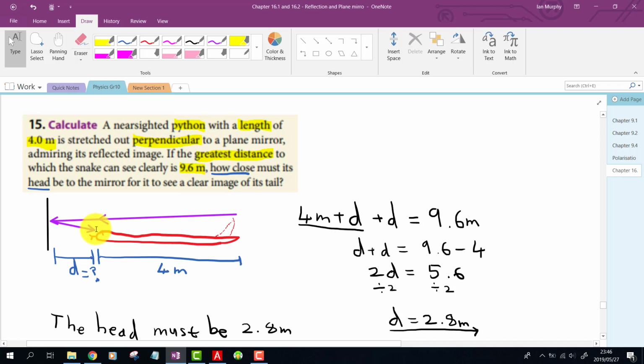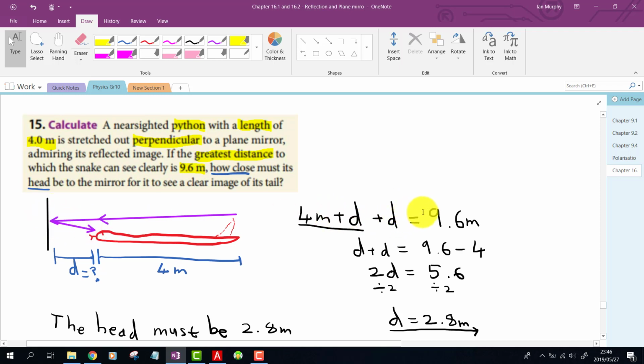So we can then write an equation that says the distance the light travels is going to be 4 meters plus D plus D. This underlined part is the 4 meters plus the distance D to the mirror, and then from the mirror is the other plus D.